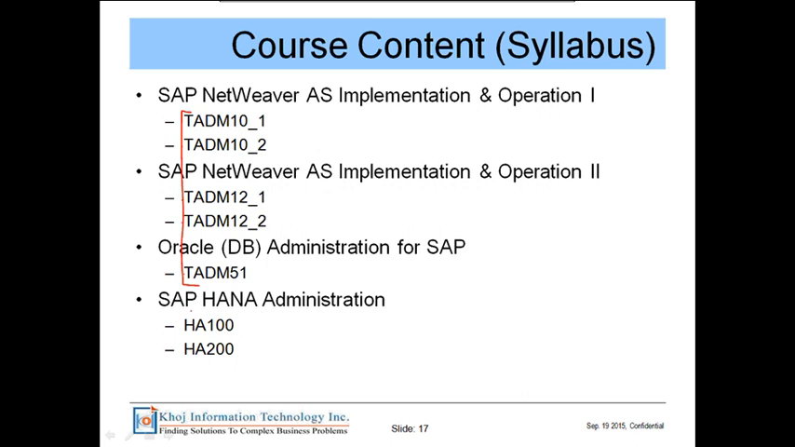And then in addition, what is new in this course is HANA 100 and HANA 200, HA 100, HA 200, which are going to be added to it. These are SAP PDF files which will make the content of the course. This is what you'll get in your DVDs.